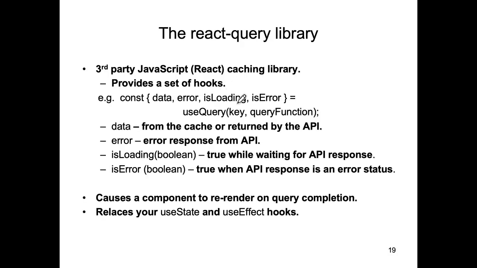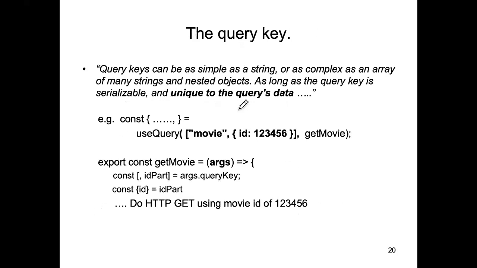Now, an important part of these arguments here is the key. What can the key be? I'm just saying here that the key can really be anything that is serializable. So you've got a lot of flexibility, as it turns out. The React Query library gives you a lot of flexibility in terms of how you construct your keys. When I say anything that is serializable, a string is serializable, any kind of primitive is serializable, an array is serializable, an object is serializable.